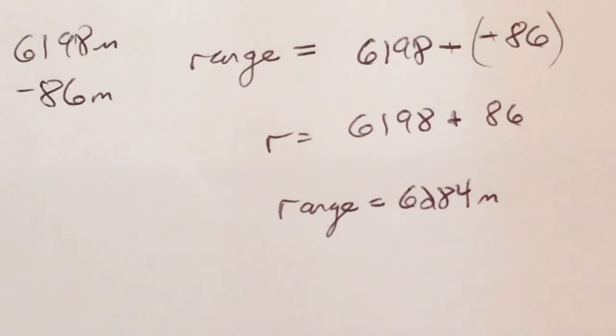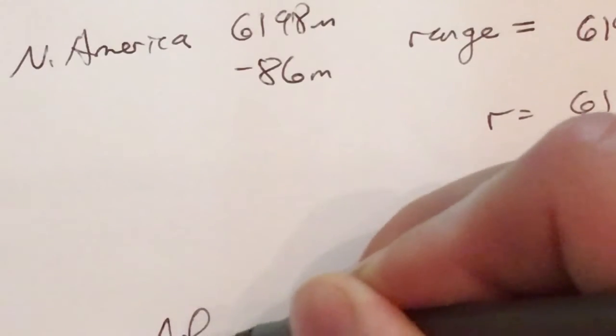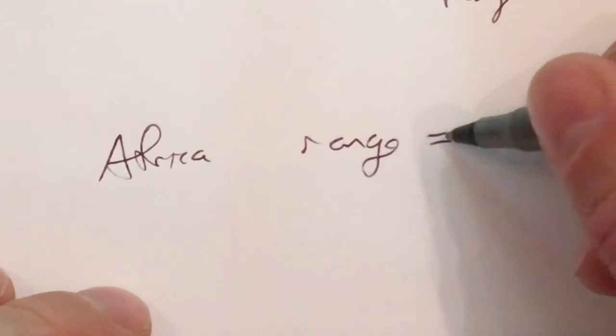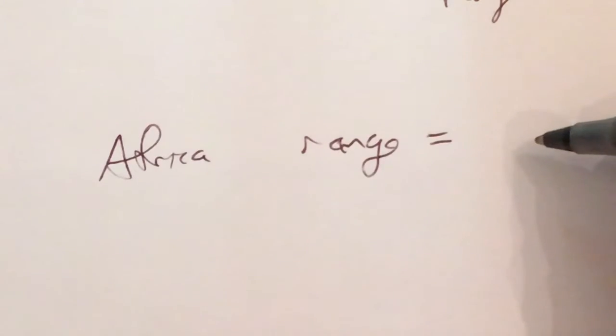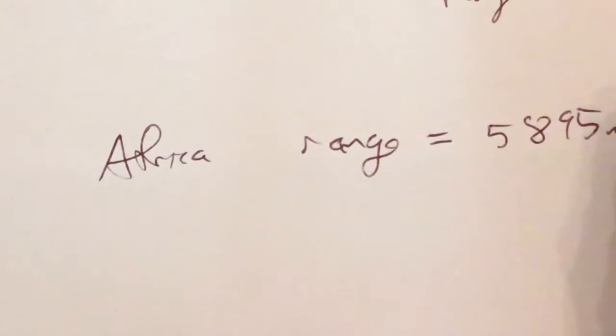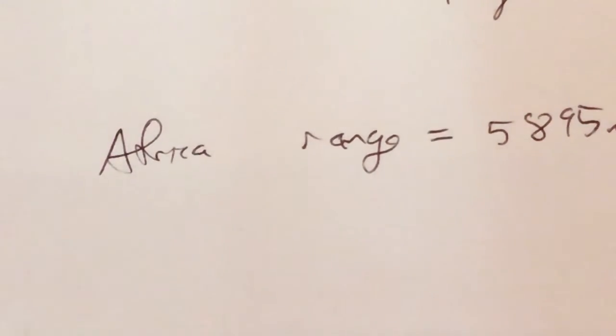And you can do the other one for Africa. Africa actually has the greater distance, right, because in Africa, the range, sorry for the penmanship. Also, I'm rushing. The range is equal to 5,895 meters.